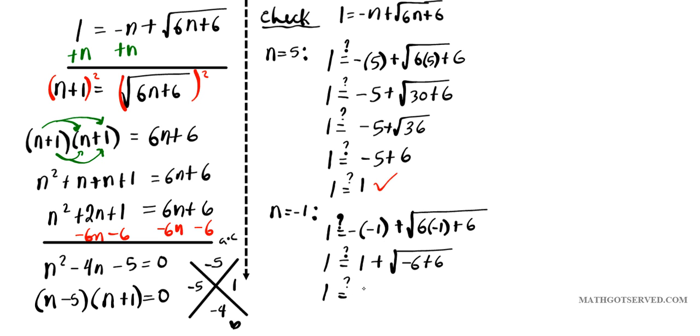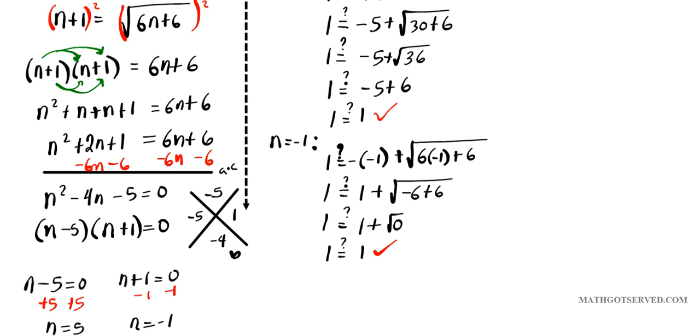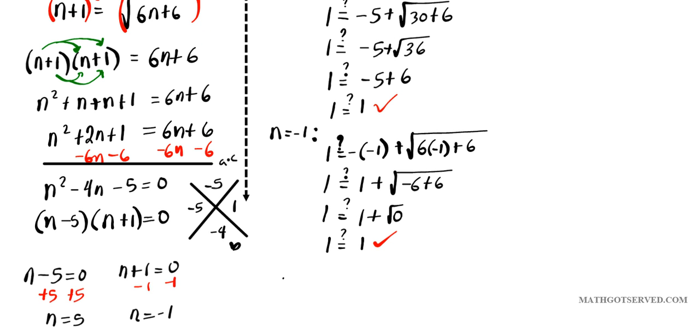Is 1 equal to 1 plus the square root of -6 plus 6, which is 0? Is 1 equal to 1? Because the square root of 0 is simply 0. The answer is yes, so our answer is correct. Okay, so since both of them check out, our solutions are n equals 5 and n equals -6. So both of them are our solutions.